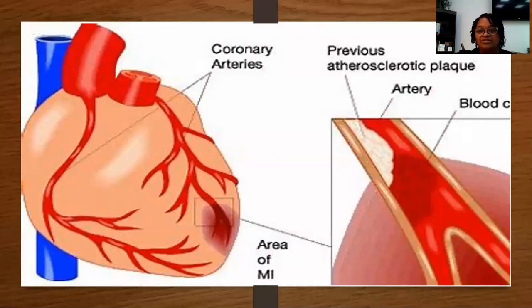So here we see an illustration of a person who has coronary artery disease, and we see they have the plaque buildup, and then we get the blood clot, and of course, if not treated, then that's when they get the MI. Okay, and this area right here is where you have the tissue infarction and tissue death.